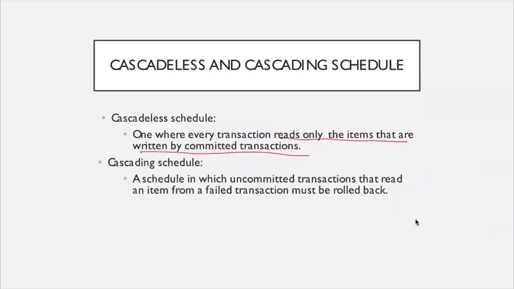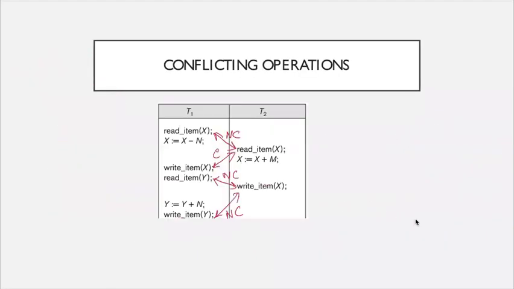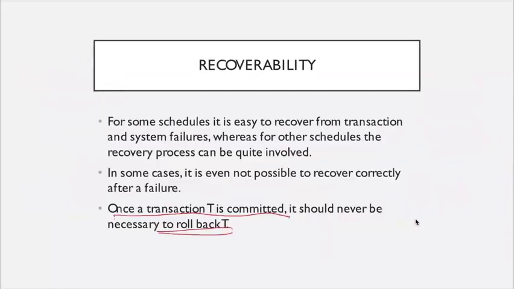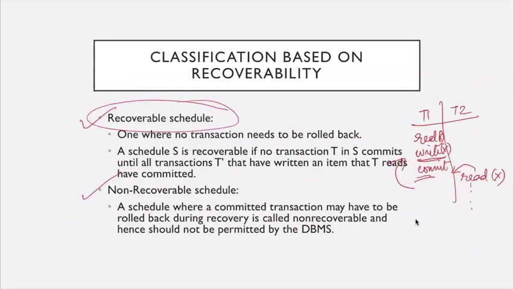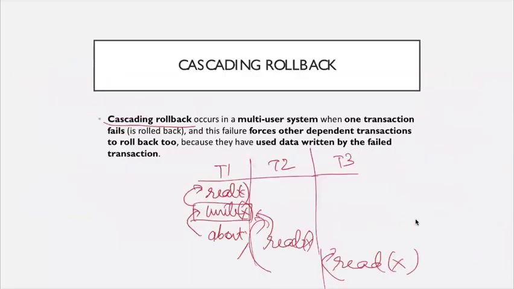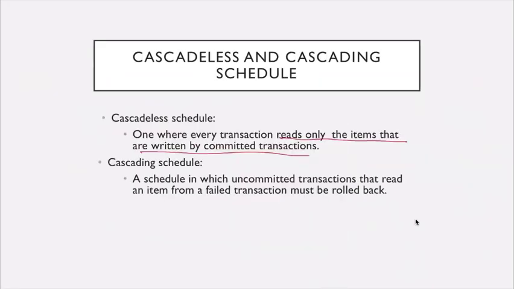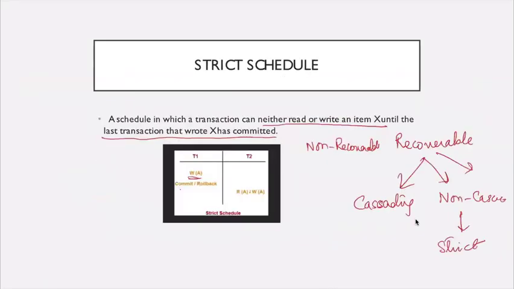So we saw the classification of schedules based on recoverability. We have recoverable schedules and non-recoverable schedules. Then we have cascadeless schedule and cascading schedule. And then we also have strict schedule. So these are the classifications of schedules based on recoverability. In the next video, we'll look at another classification of schedules, which will be based on a term called serializability.